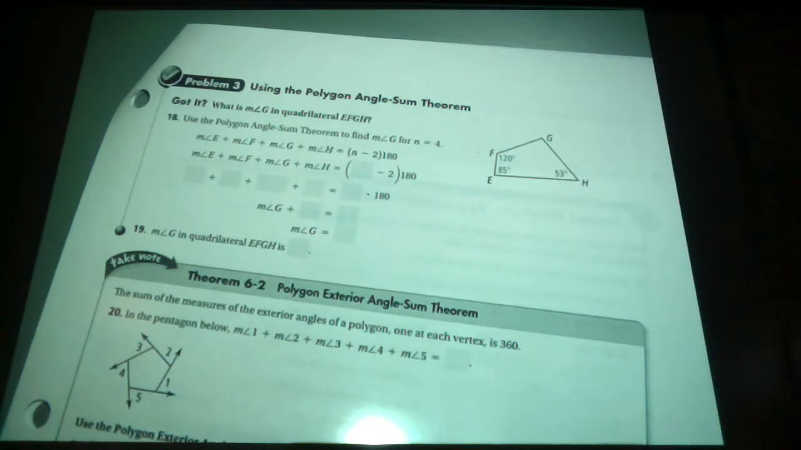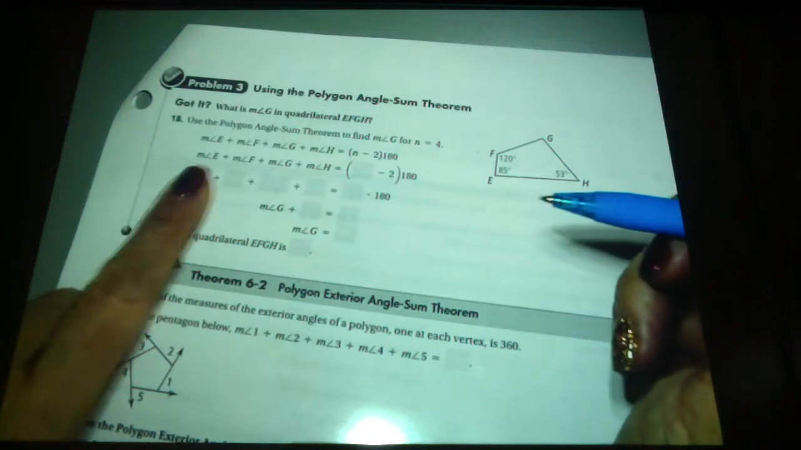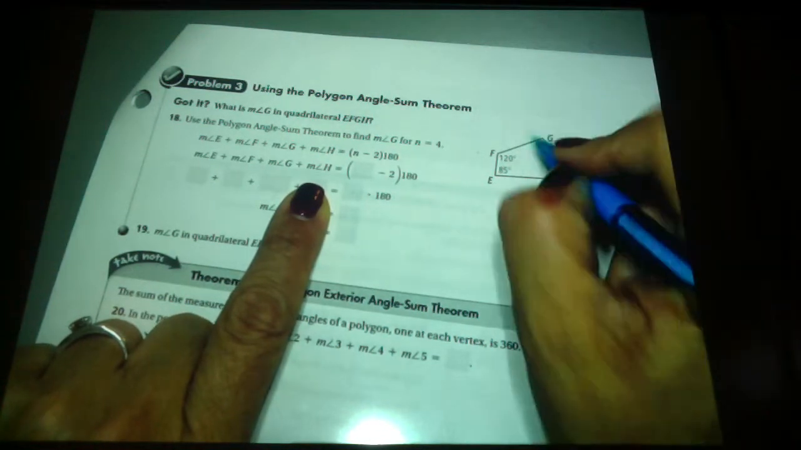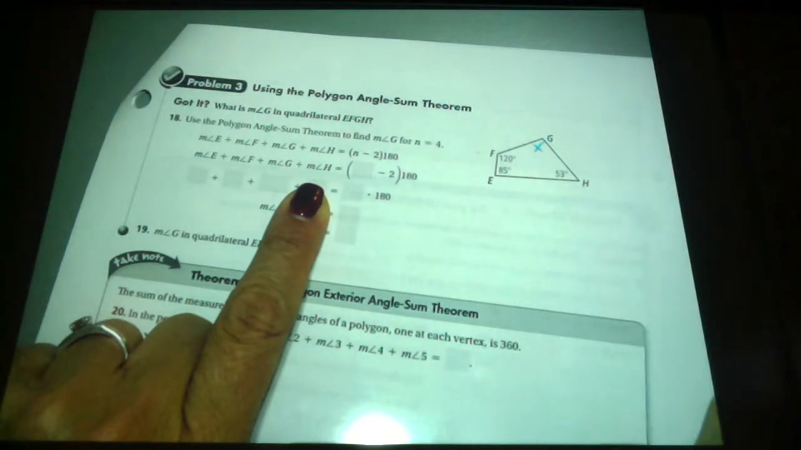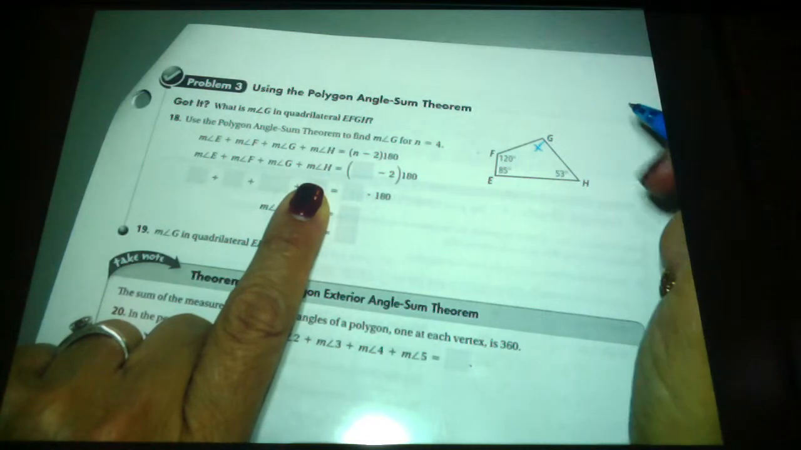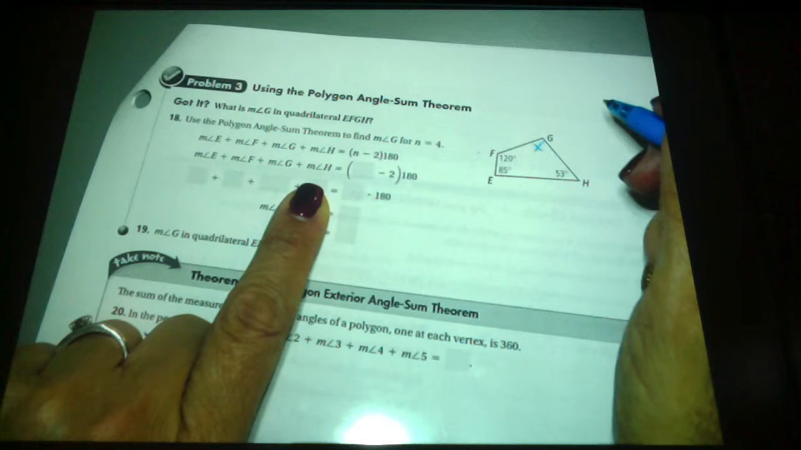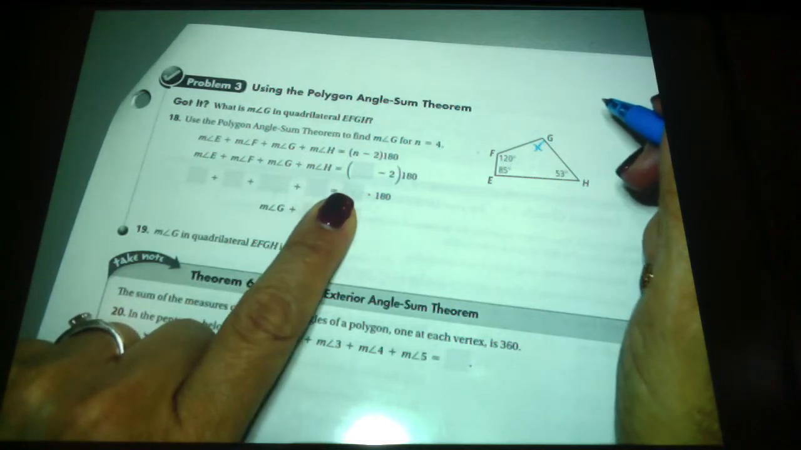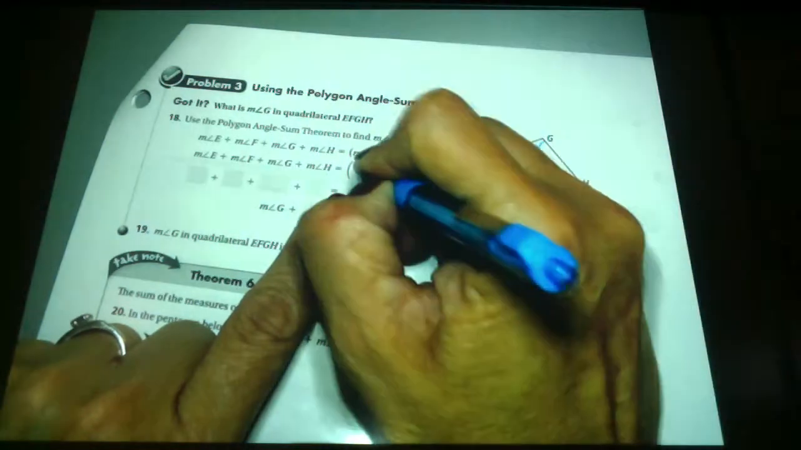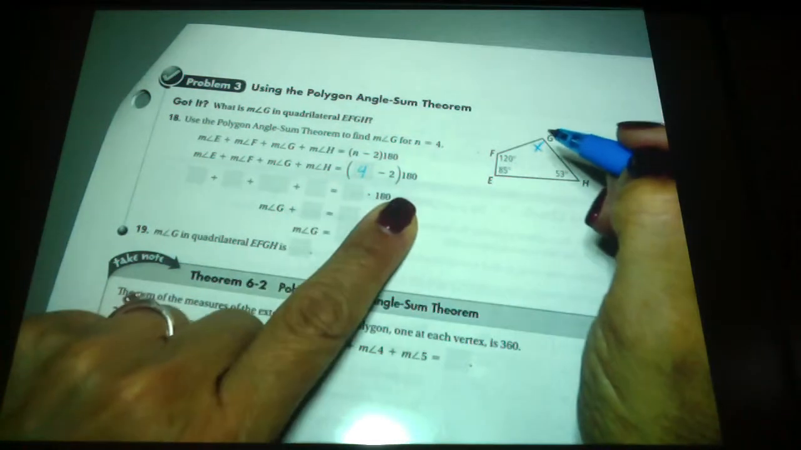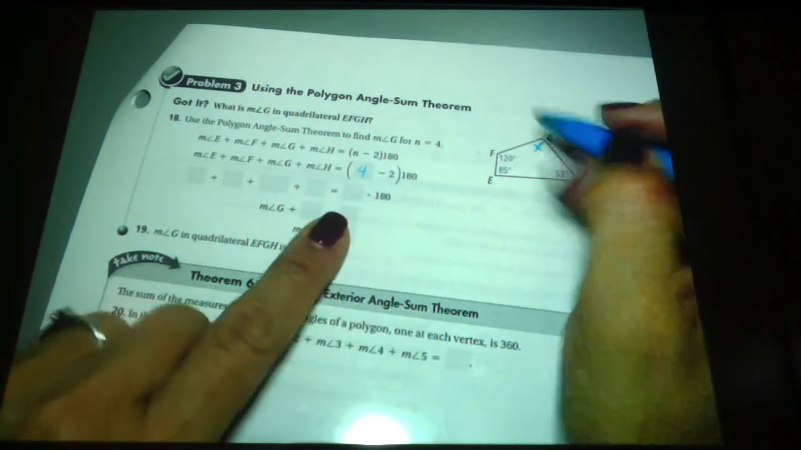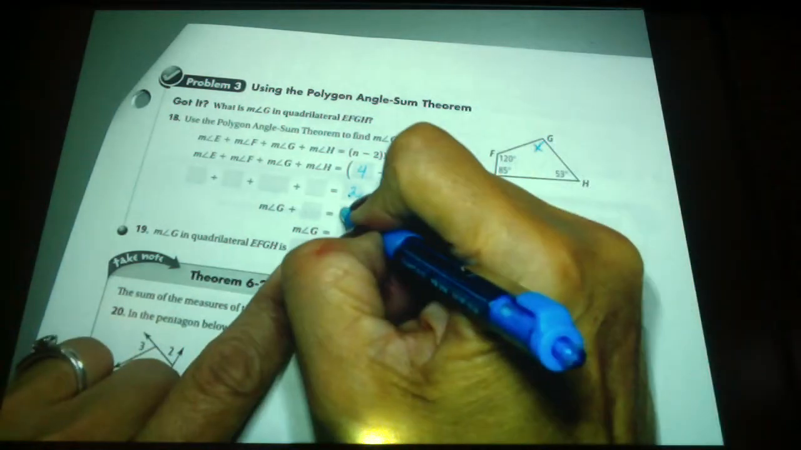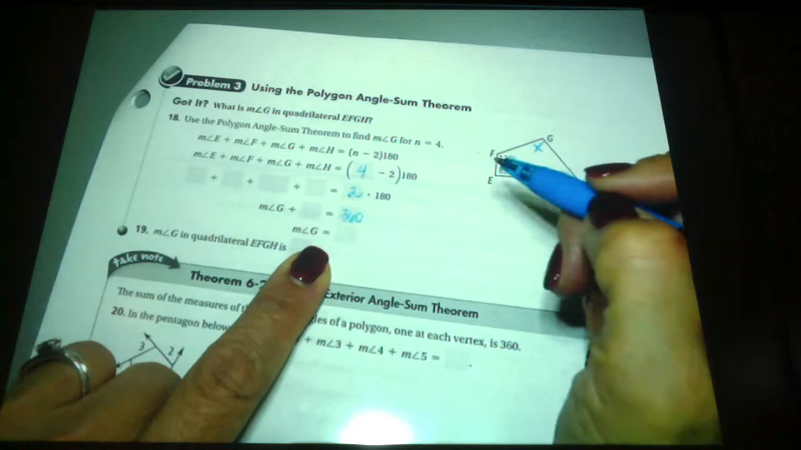And so for this one, we take the measure of all of the angles and add them together. We know 3 of them. I'm going to let this one be x. If I don't know it, I'm going to let it be x. And so the measure of all the angles added together, all 4, should equal 4 sides minus 2 times 180. Our 4 sides minus 2 is 2. 2 times 180 is 360 degrees.